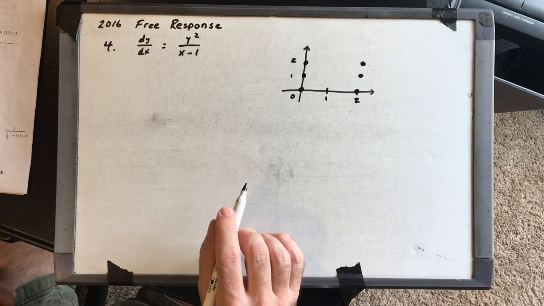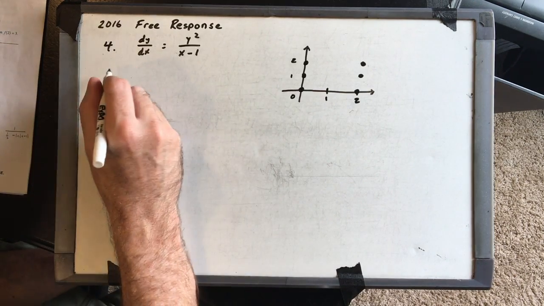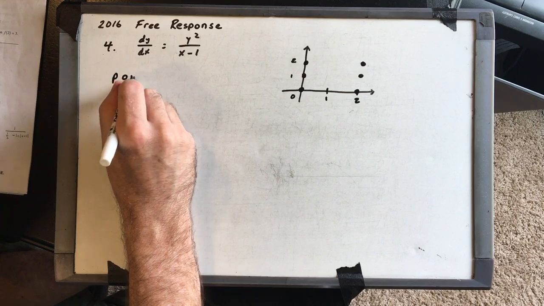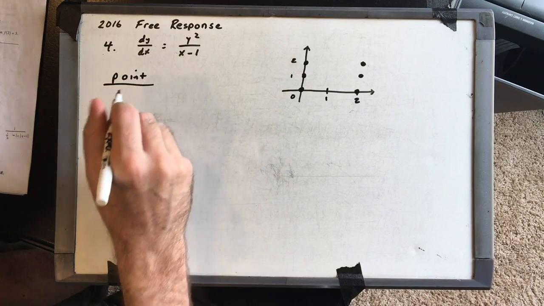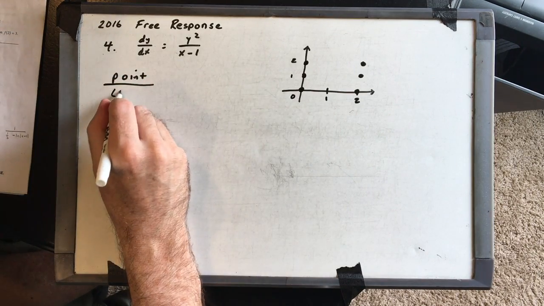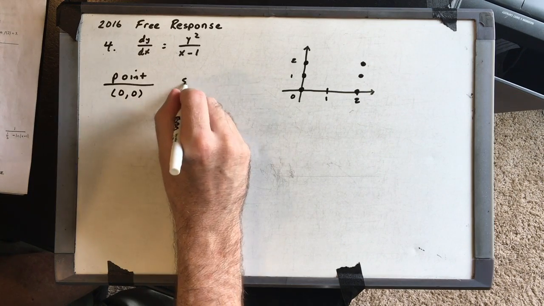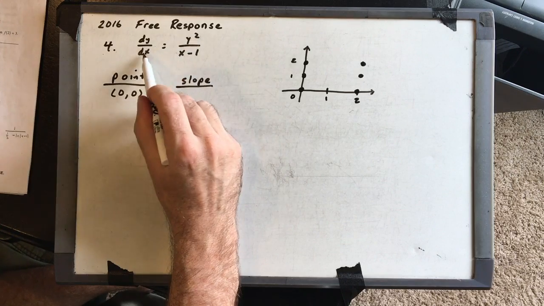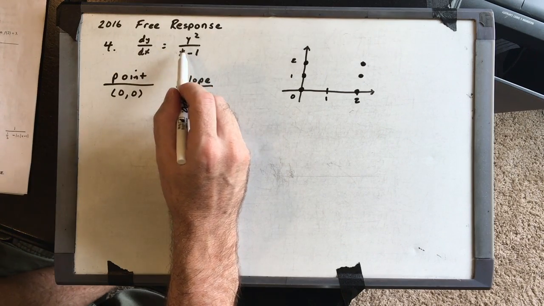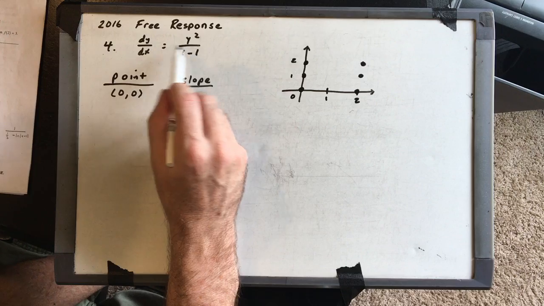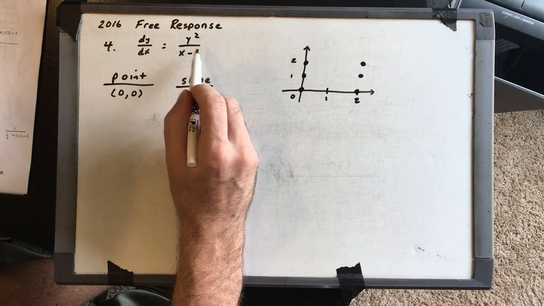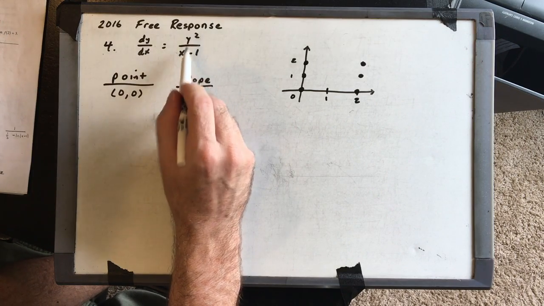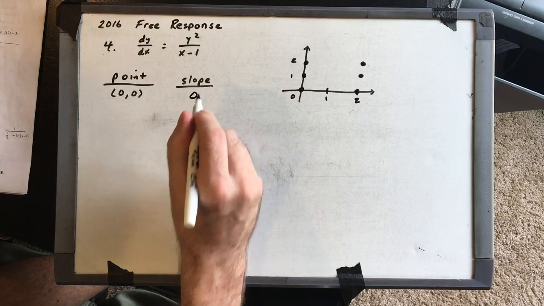So we've got 6 points we've got to figure out. So let's just do them a point at a time. We'll make a little table. Our first point is at 0, 0. To get the slope, we just plug the numbers in. That's dy/dx. If they had given us y, we would have had to take the derivative and then plug it into that. But they gave us the derivative, so that's cool. So 0 over 0 minus 1 is 0.